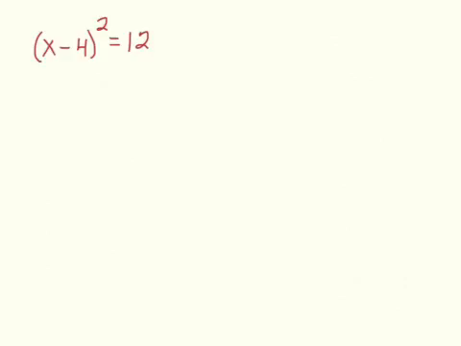Last problem. Right now my x minus 4 squared is isolated, so the first step I'm going to have to do is take the square root of both sides. So when I take the square root of the left, I'm left with x minus 4 equals plus or minus the square root of 12.